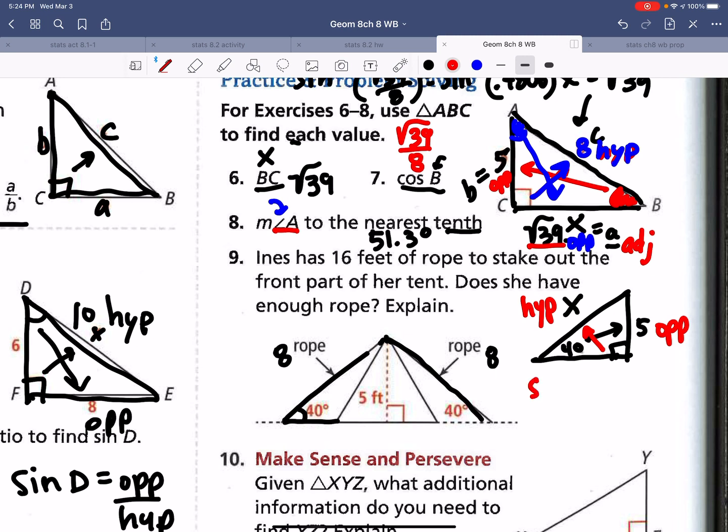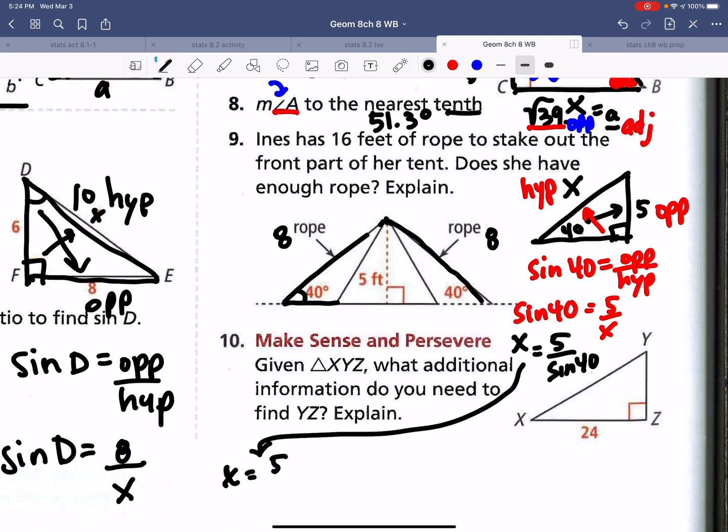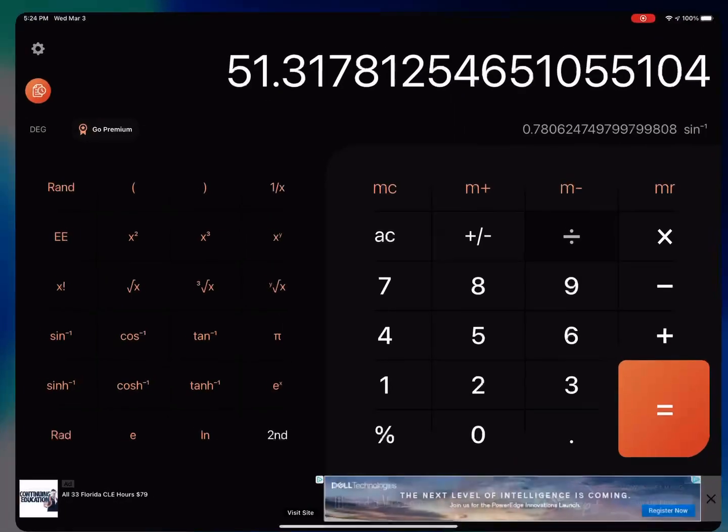So I'm going to use the sine function. The sine of 40 is opposite over hypotenuse. So the sine of 40 is 5 over x. Using the swap, x is equal to 5 divided by the sine of 40. Okay, so let's find out what the sine of 40 is.